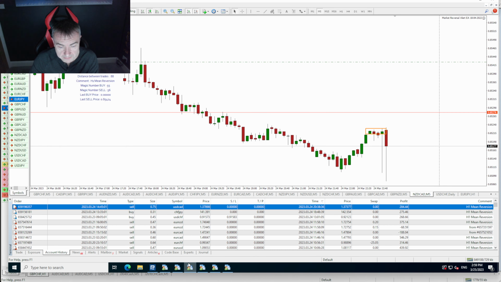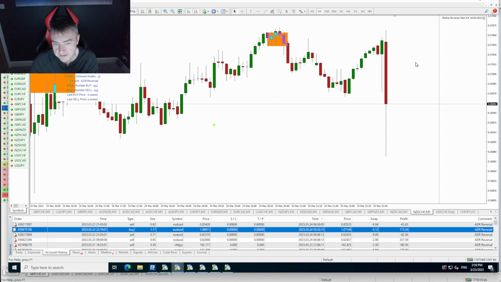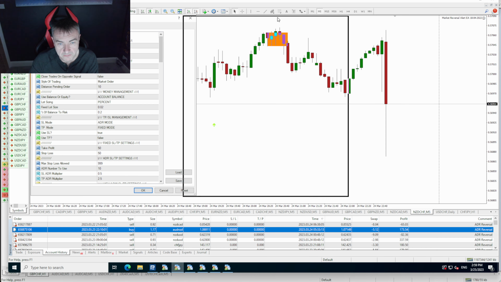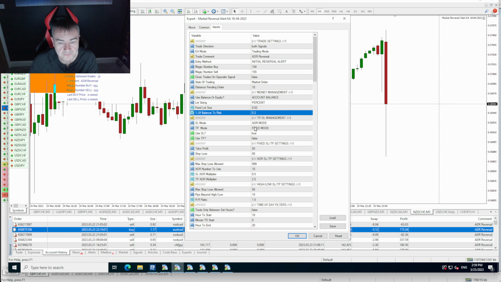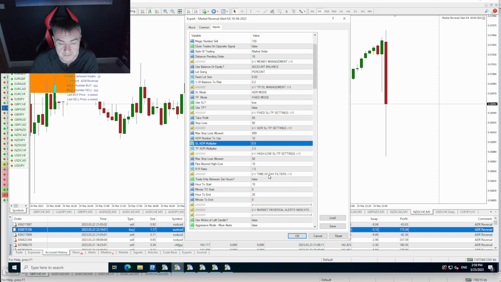And the final one is the ADR reversals. This is a very, very simple strategy. The risk settings and everything are pretty much the same. As you can see, we get in with 0.2% of risk in this case, and our stop loss distance is half an ADR again, all the same settings.